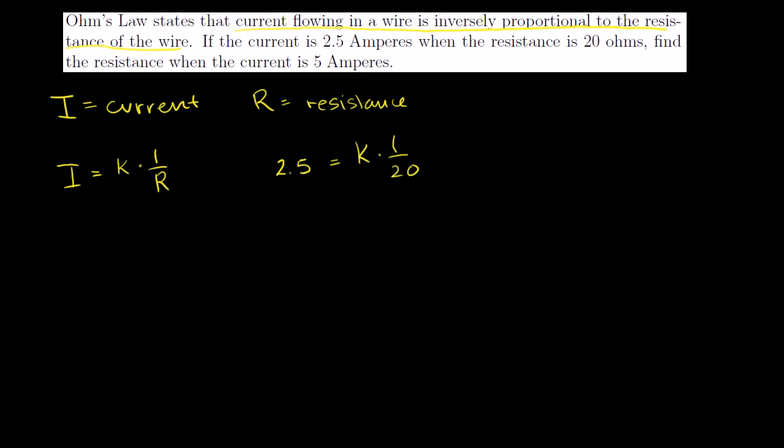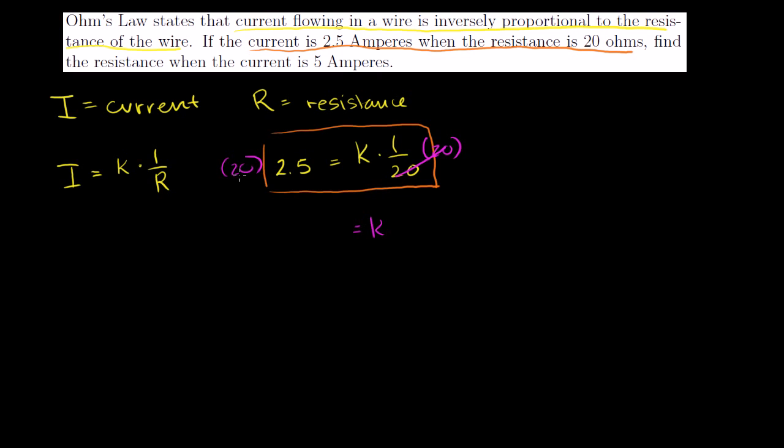So this first statement right here, the current is 2.5 amperes when the resistance is 20 ohms. That's this equation right here. So we can use this to solve for k. You multiply both sides of this by 20. These cancel out, and you're left with k is equal to, what's 20 times 2.5?